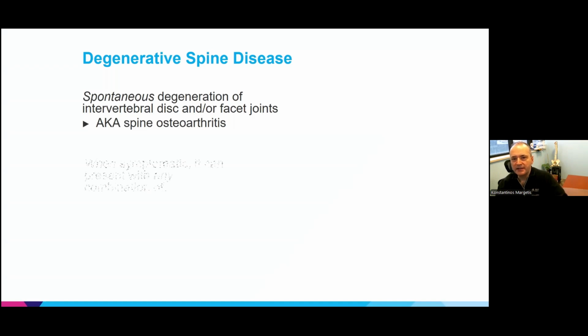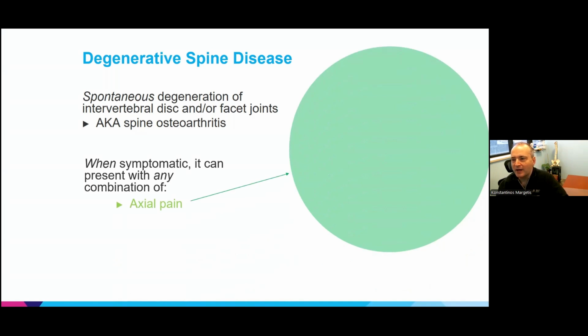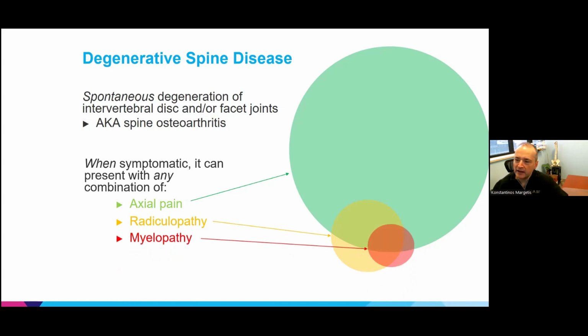So degenerative spine disease is very common, and when it becomes symptomatic, usually it presents with axial pain. So that will be low back pain, neck pain, thoracic pain. In some cases, it also causes compression of the nerve roots, and then it presents as radiculopathy, pain shooting down the leg or shooting down the arm in the case of cervical spine. And in the levels that we have the spinal cord, so cervical and thoracic spine, it can cause also spinal cord compression symptoms, and we use the term myelopathy for these symptoms.